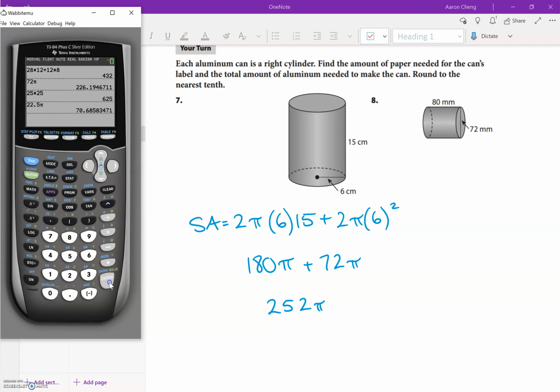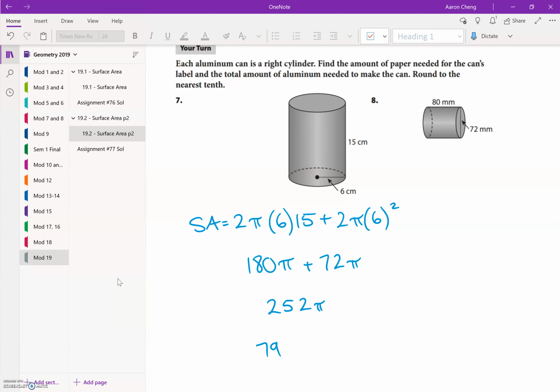Trying to make this video short for you guys. 791.7 centimeters squared.